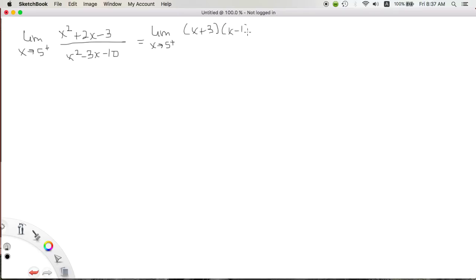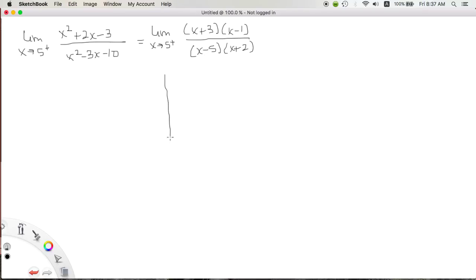Let's say we want the limit as x goes to 5 from the right of this function, x squared plus 2x minus 3 over x squared minus 3x minus 10. With rational functions, when you're doing limits, it will always help you to go ahead and factor as much as you can to see if you have any holes or any asymptotes. So we look at this and we see that we have an asymptote because the bottom, if we plug in this 5, is going to be 0. So we're going to have an asymptote at 5.